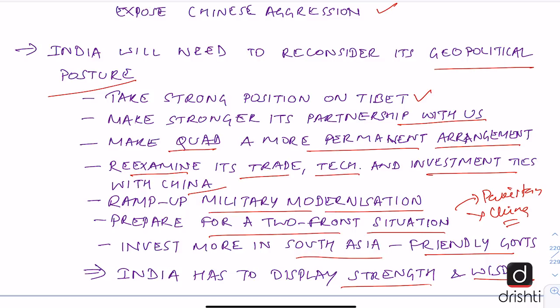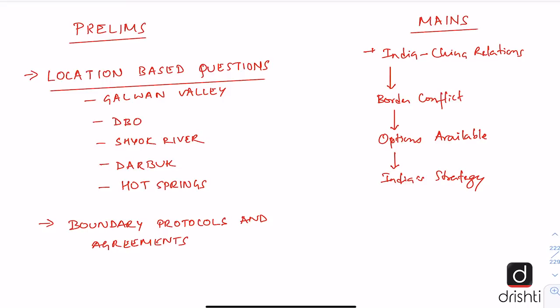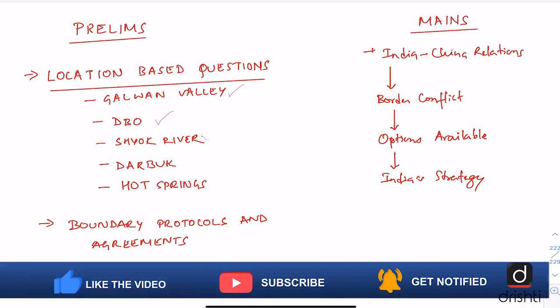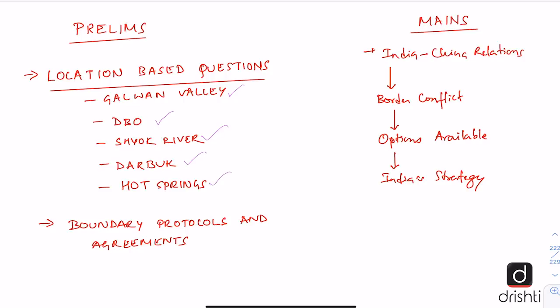So this was all in the key concepts. Now let us look at the kind of questions that can be asked in prelims and mains. In prelims, you can be asked location-based questions concerning the areas which have been in the news. So Galwan Valley, Daulat Beg Oldie, Shyok River, Darbuk, Hot Springs, and other areas which have been in the news like Nakula, etc. You should be clear about their geographical location. Also, boundary protocols and agreements can be asked, and one should be clear about them.